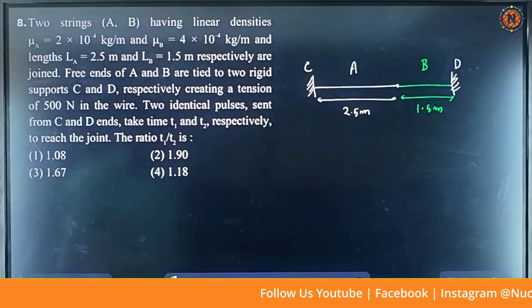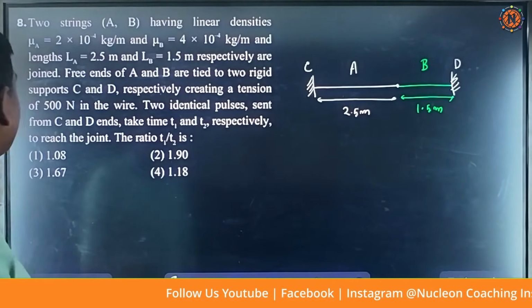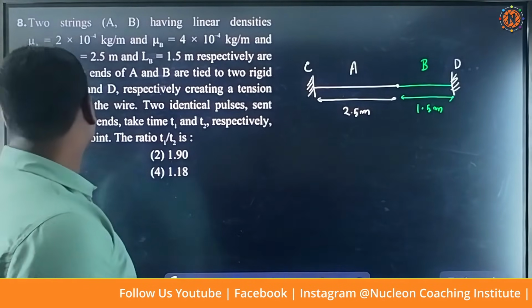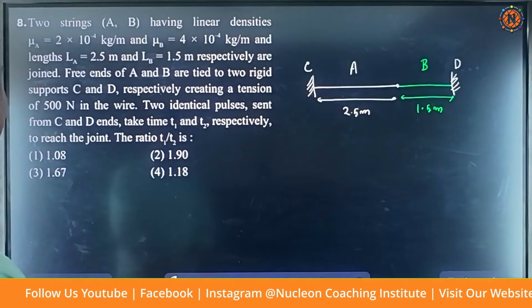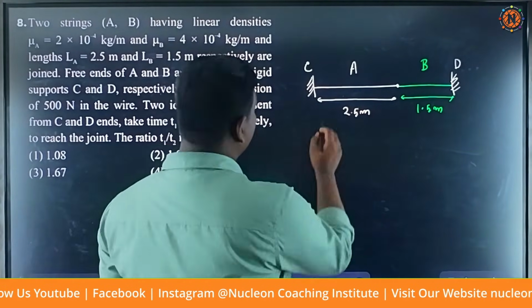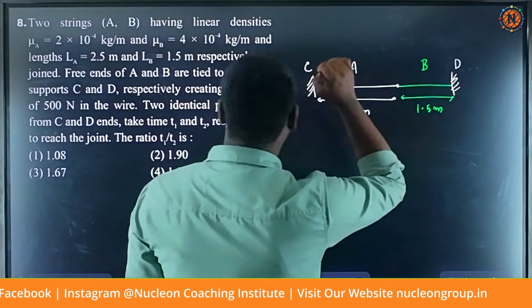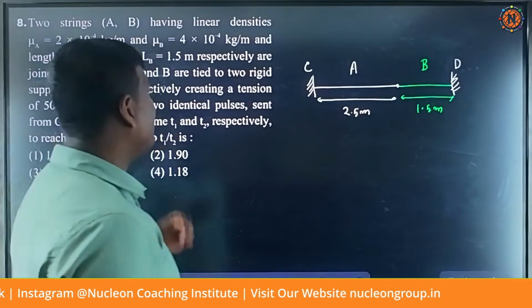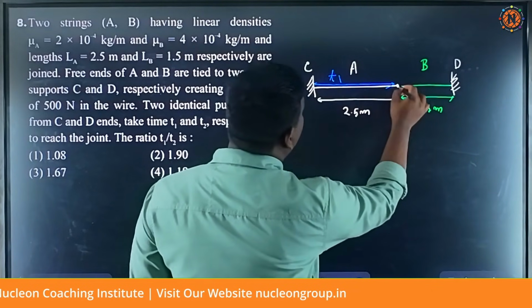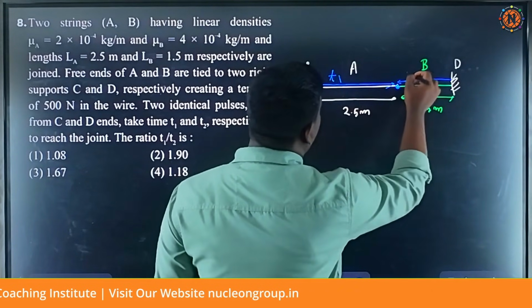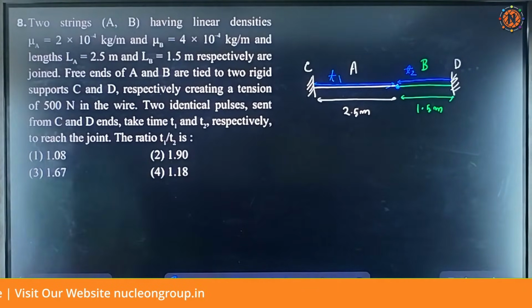Now a tension is there of 500 Newton in the whole wire. So two identical pulses are sent from C and D. Means we are sending one pulse from C and one pulse from D. Take T1 and T2. Means this pulse will take time T1 to come to this joint and this pulse will take time T2 to come to this joint. And we need to find the ratio of T1 and T2.